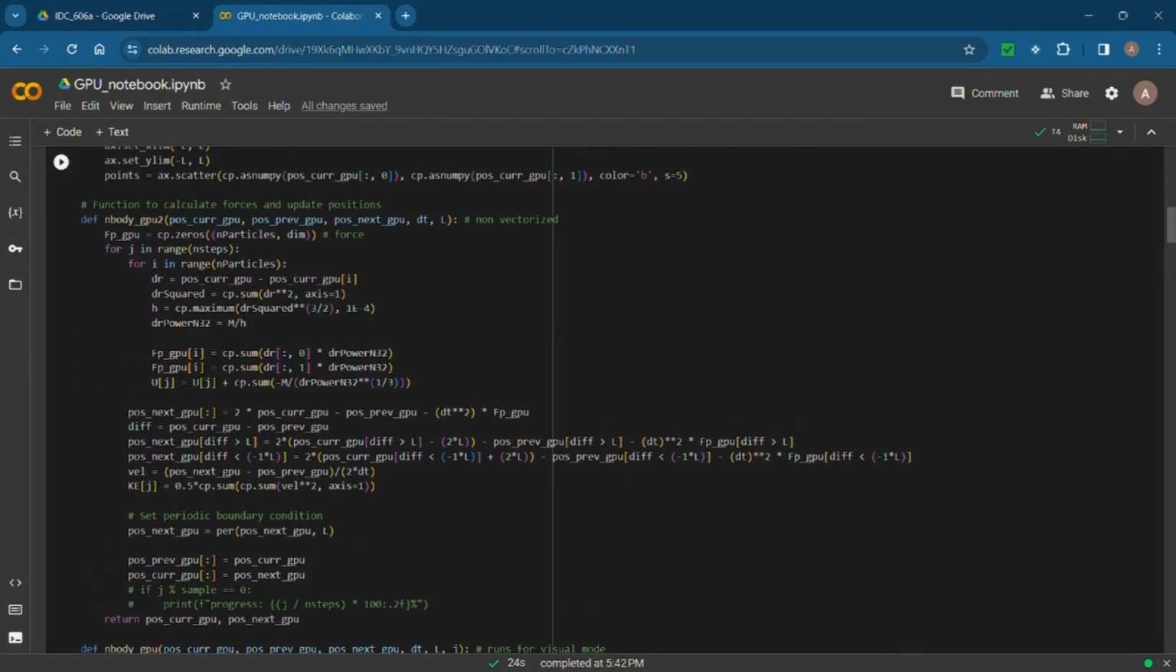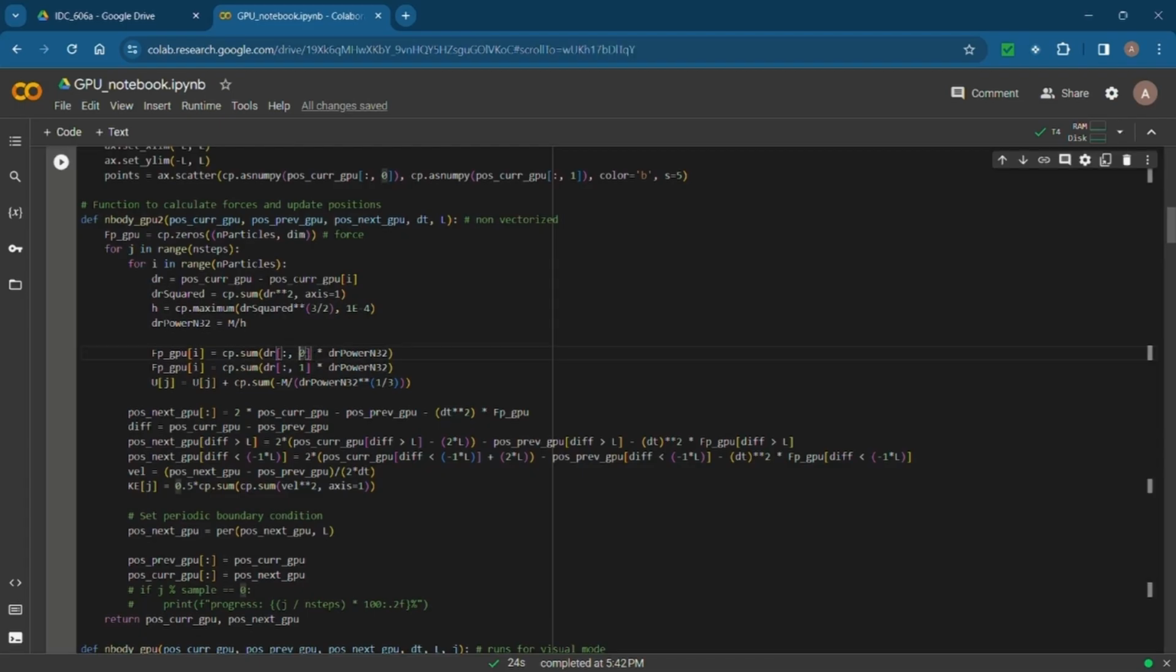So next we are computing the forces. This is simple. We are just summing over all the multiplication of dr times dr to the power 3 by 2. This is basically doing x by (x square plus y square) raised to power 3 by 2. Same stuff we are doing along each dimension. So when this is 0, we are computing the x component of the force.